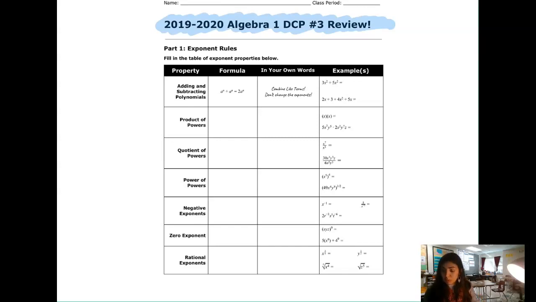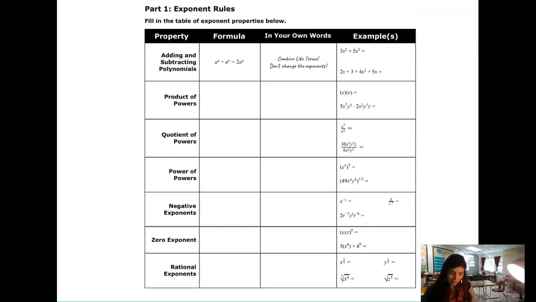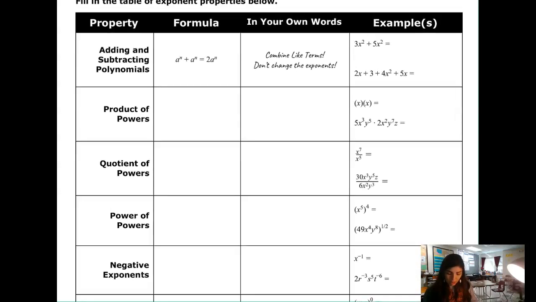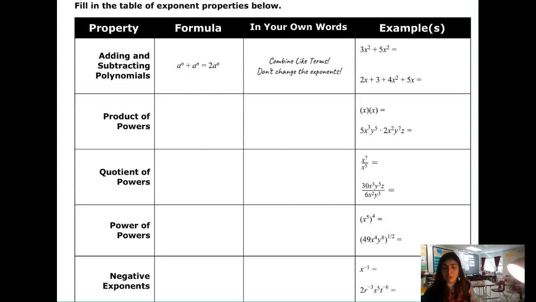We're going to review our exponent rules. And I have a table here for us to fill out. We're going to write down the formulas with me, do one example problem, and you're going to do the rest of this table. For the product of powers property, for adding and subtracting polynomials, which is not on your formula chart, the formula would be a to the n plus a to the n equals 2a to the n. If the base and the power match, you add the coefficients. We combine like terms and we don't change the exponent.